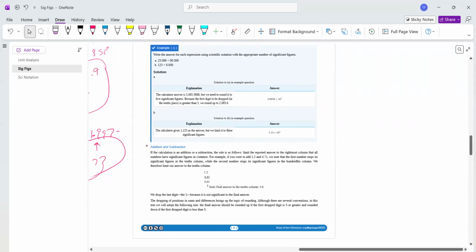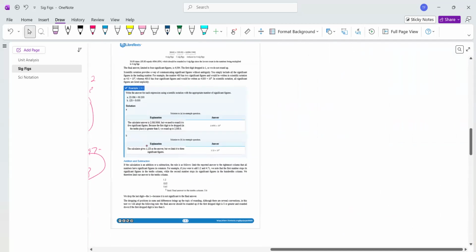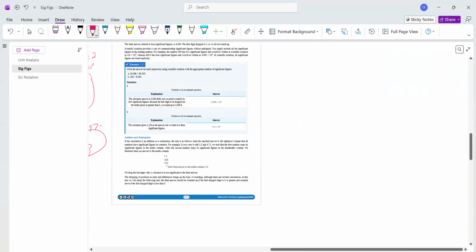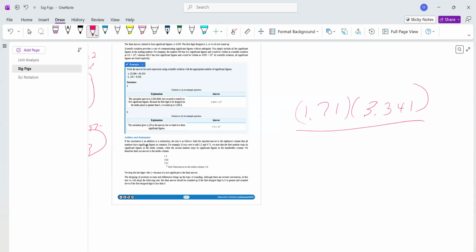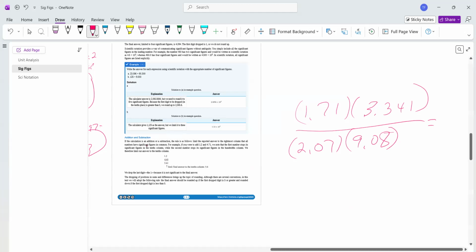Let's do another example. Let's do 171 times 3.34 divided by 2.07 divided by 9.08. Okay, so here we've got numbers on the top, numbers on the bottom. So whenever we have numbers on the bottom, we're hitting the divide key. If we have two numbers on the bottom, we're going to hit the divide key for each number. So I'm going to go.